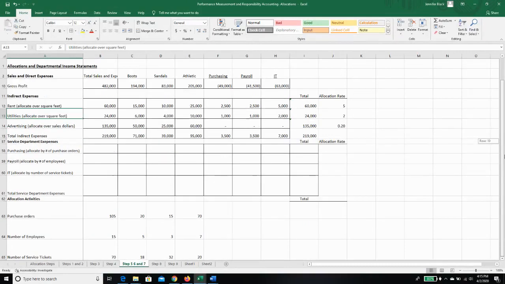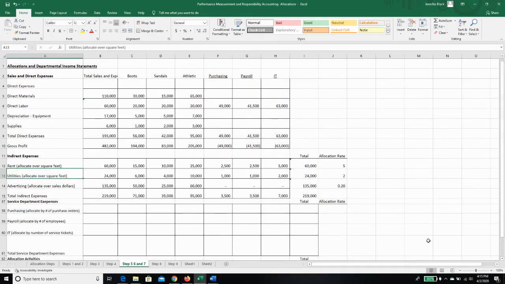All right, so we are here. The first thing we want to do, step 5, is figure out what our total service expenses are. In order to do that, we have to go up here, and let's start with purchasing. For purchasing, we know we have direct expenses of $49,000, plus we need to allocate out the indirect expenses, which were $3,500: $2,500 for rent and $1,000 for utilities.